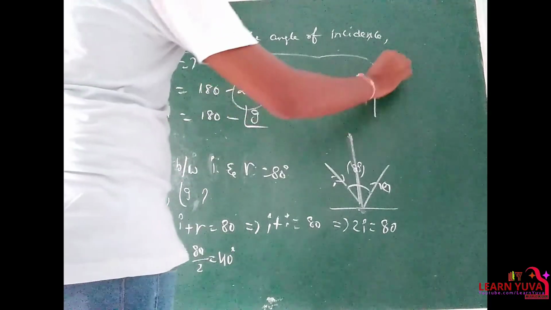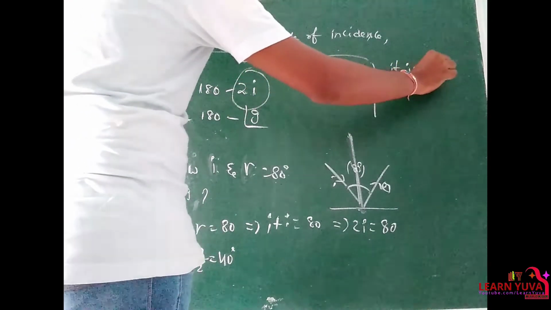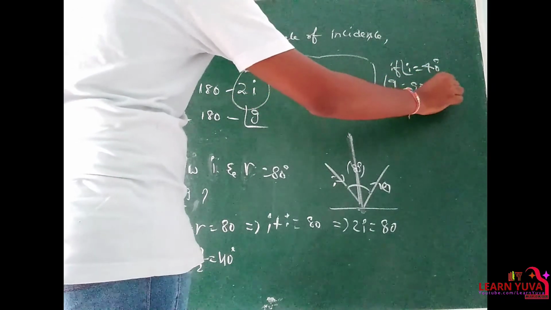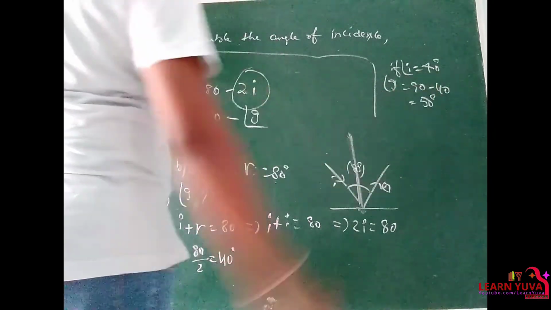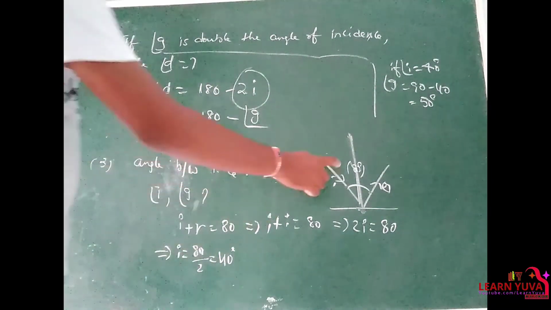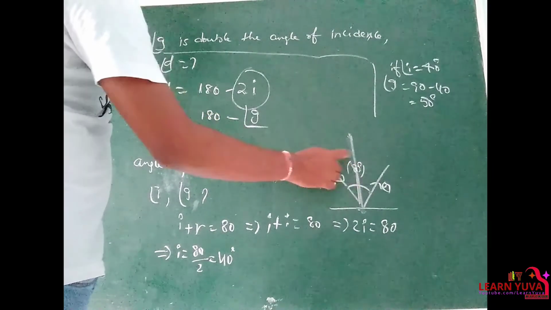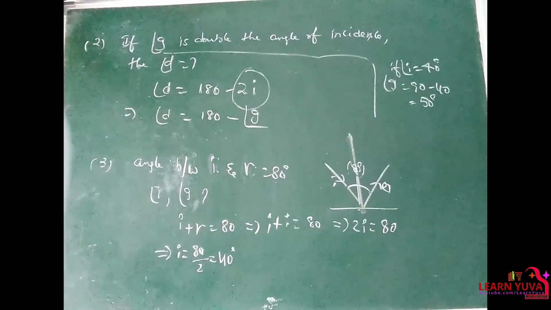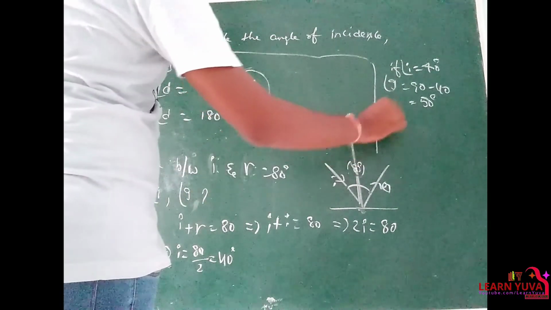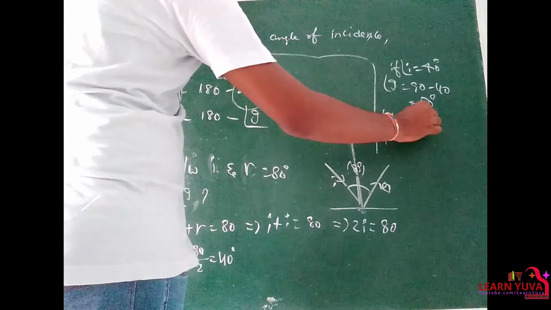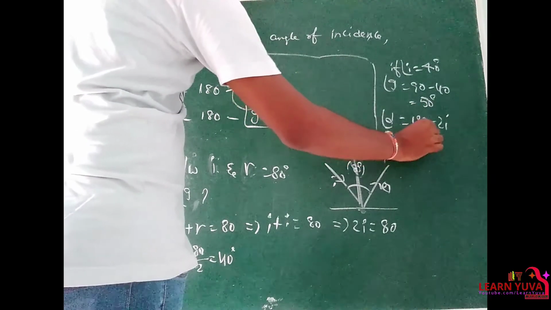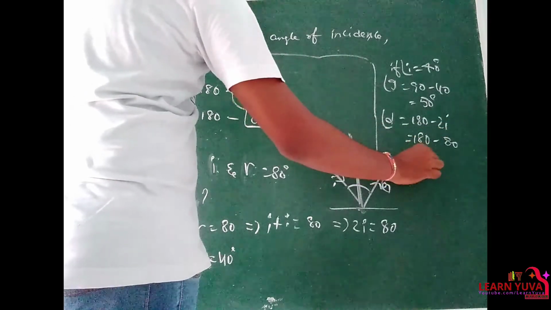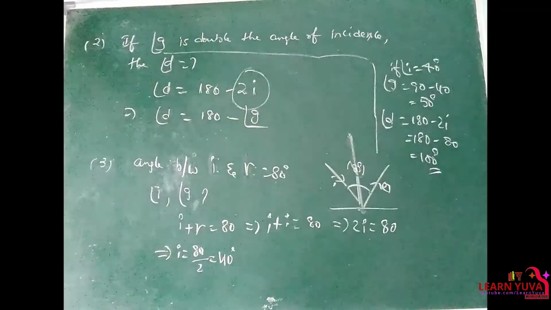Clear? If I is equal to 40 degrees, then G is equal to 90 minus 40, that is equal to 50 degrees. So I is equal to 40, so R is equal to 40. 40 plus 40 is 80. So angle of incidence is equal to 40, then angle of glancing is equal to 50. Then what is the angle of deviation? Angle of deviation is equal to 180 minus 2I. So 2 into 40 is 80. So the angle of deviation is 100 degrees.